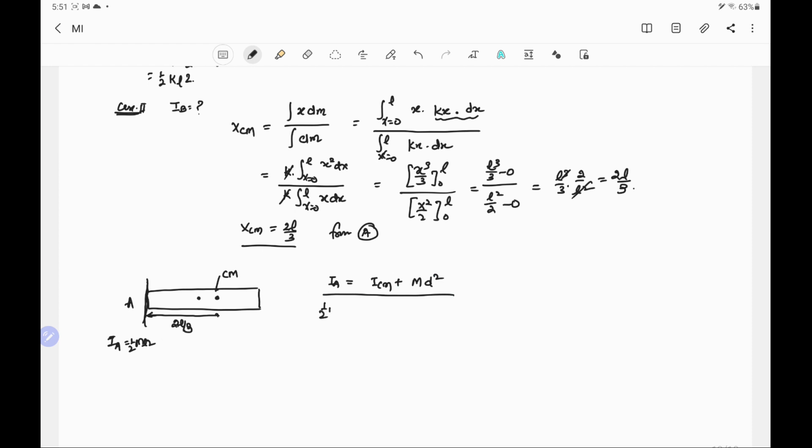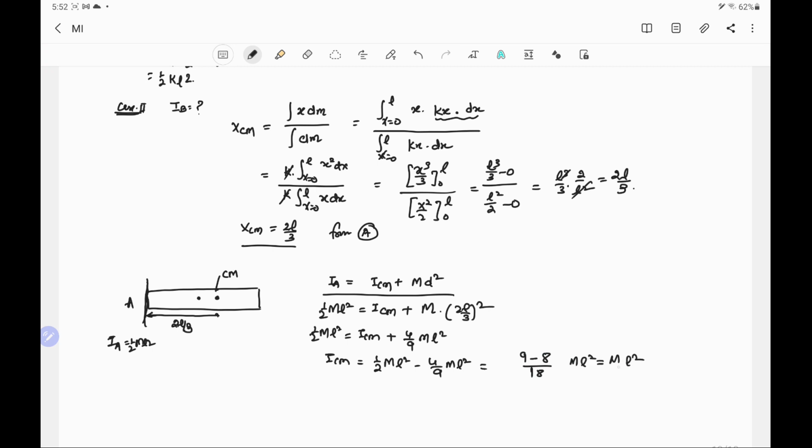IA we already found, 1 by 2 ML square. And I center of mass we have to find, plus total mass M, which is given in the question, and D, the distance between A and the center of mass, is 2L by 3. So we will use 2L by 3 square. That means half ML square equals ICM plus 4 by 9 ML square, or I center of mass equals 1 by 2 ML square minus 4 by 9 ML square. Taking LCM, it is 18, and it is 9 minus 8 ML square, that is equal to ML square by 18. So this is the moment of inertia of the rod about the center of mass.